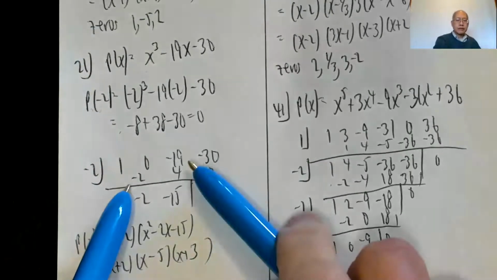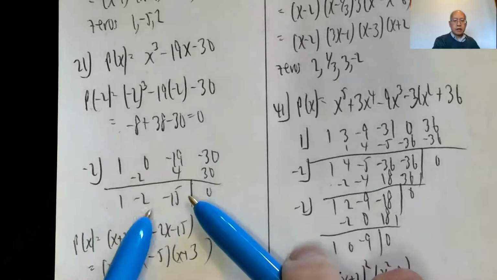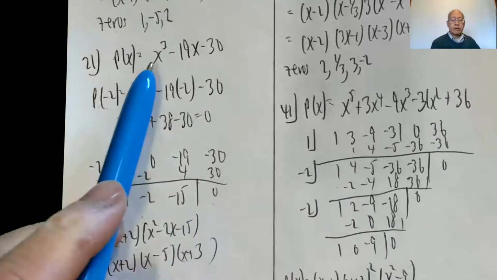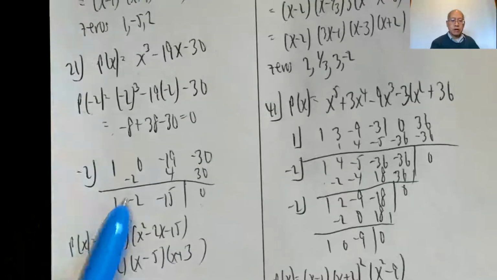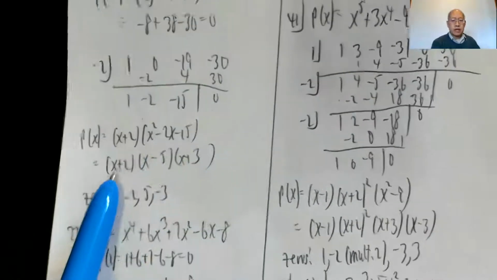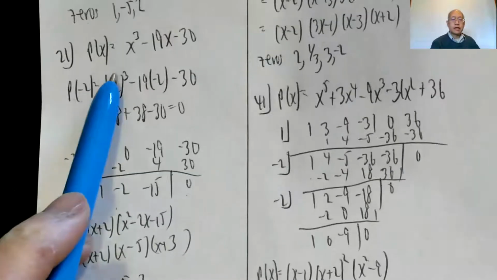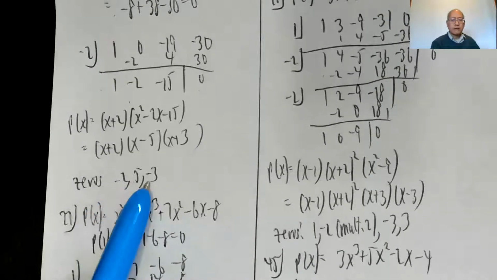Negative 2 times 1 is negative 2. Add. Negative 2 times negative 2 is 4. Add. Negative 2 times negative 15 is 30. Add, 0, as it should be. No remainder. Okay, so how do I write this in factored form? Negative 2 here means x plus 2 is a factor. Read this as x squared minus 2x minus 15. And we know that further factors into x plus 2, x minus 5, x plus 3. So third degree, again, there are 3 factors. Here they are. And there are 3 zeros, negative 2, 5, and negative 3.